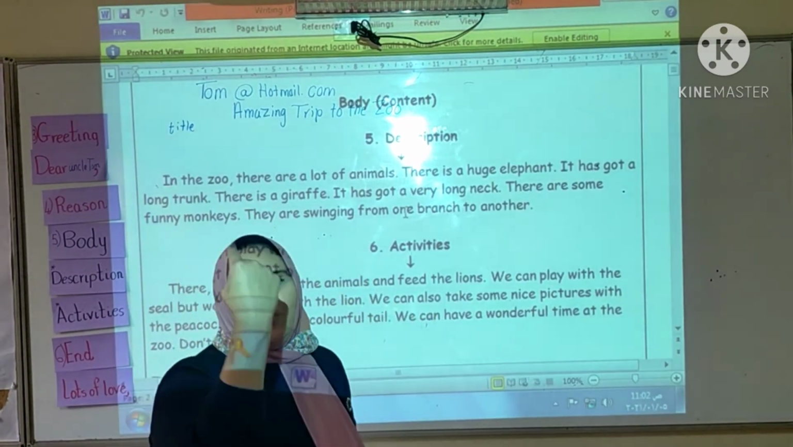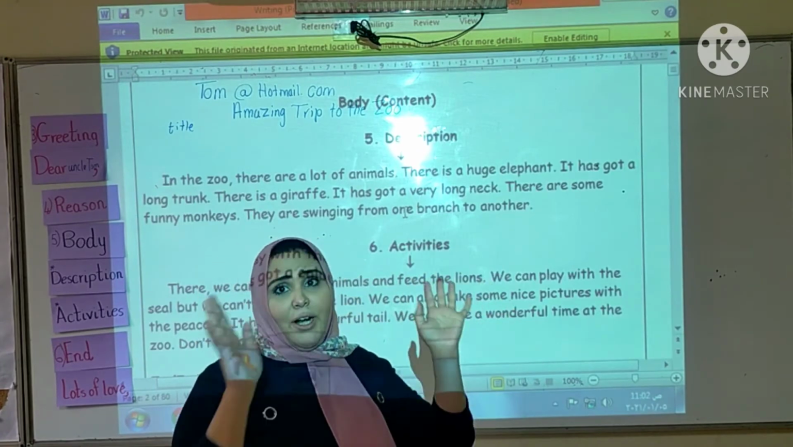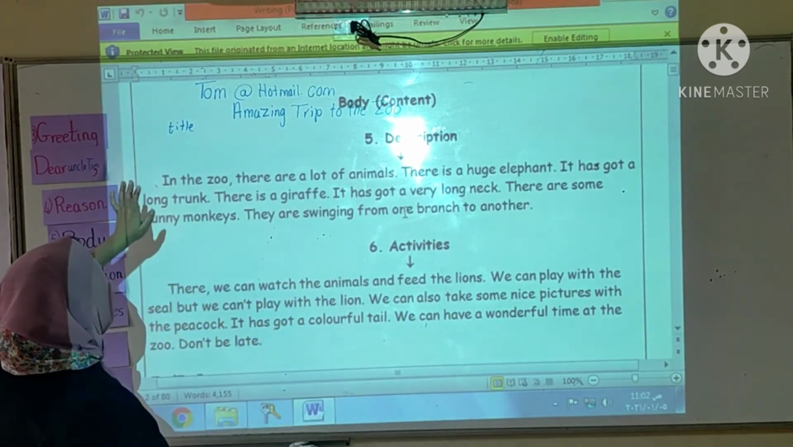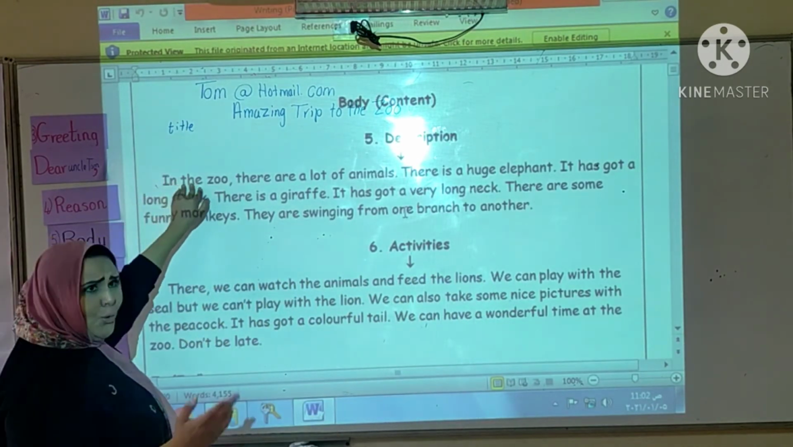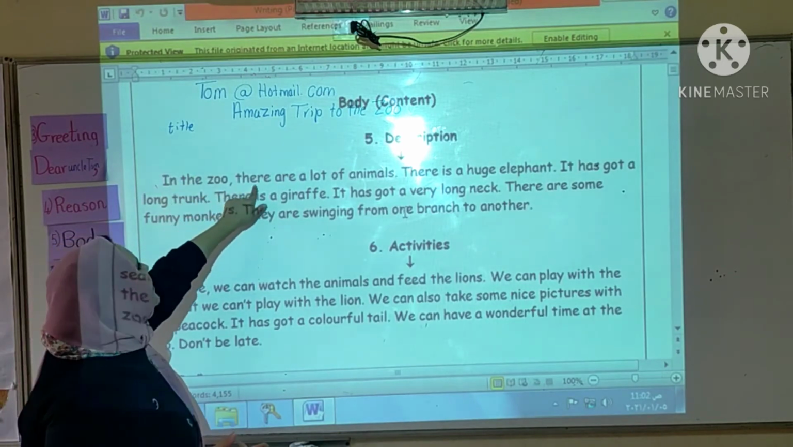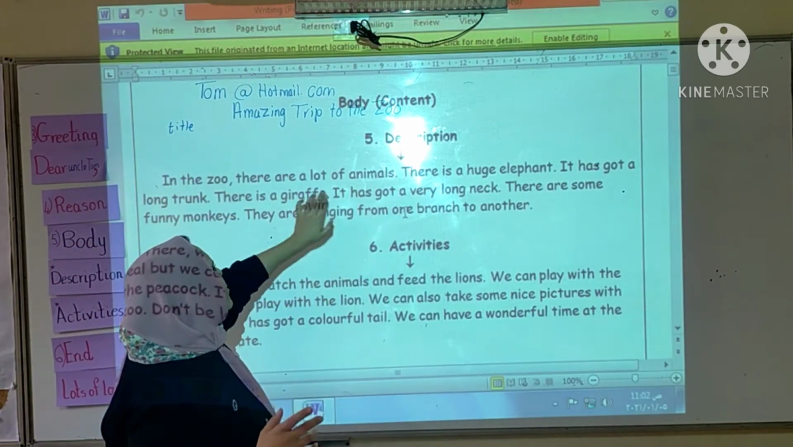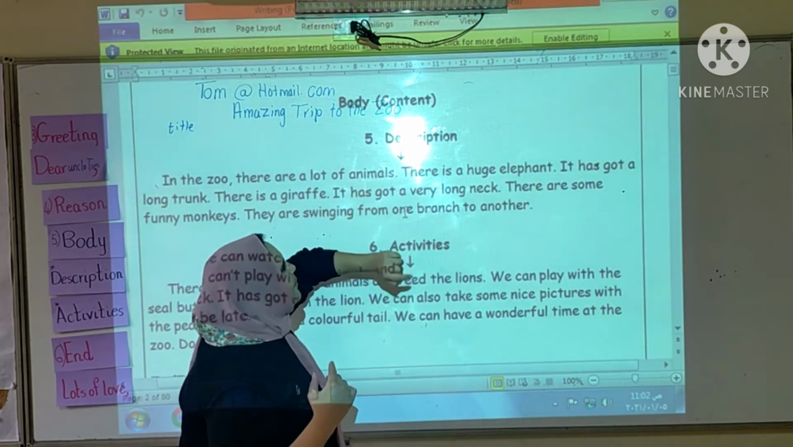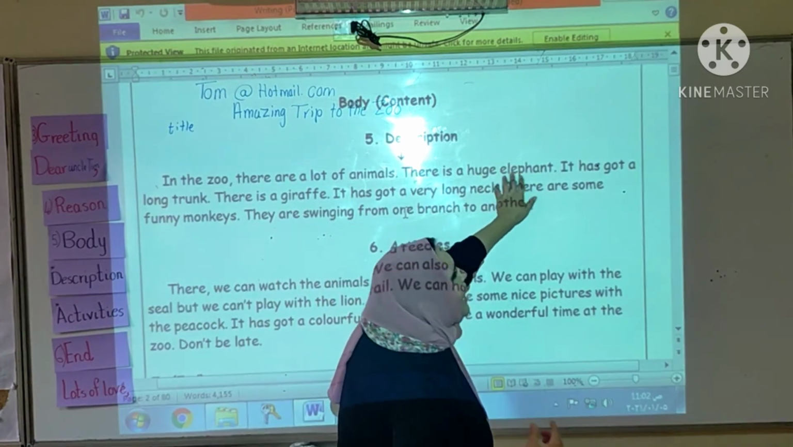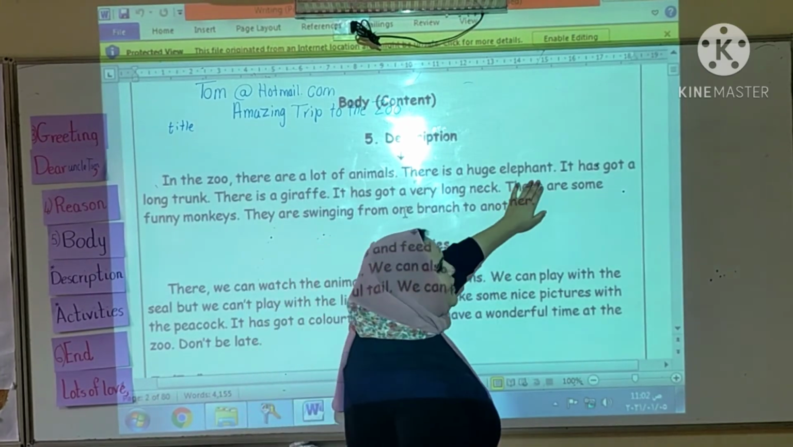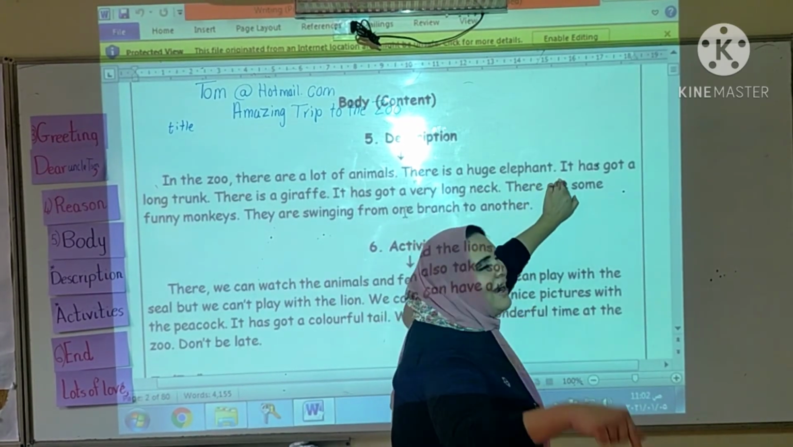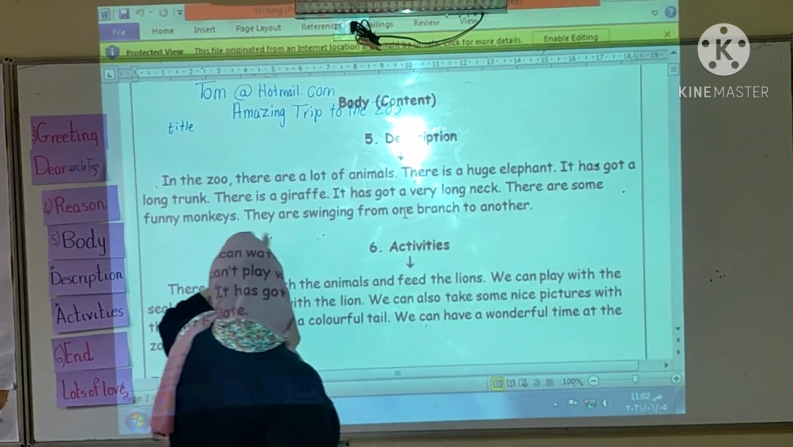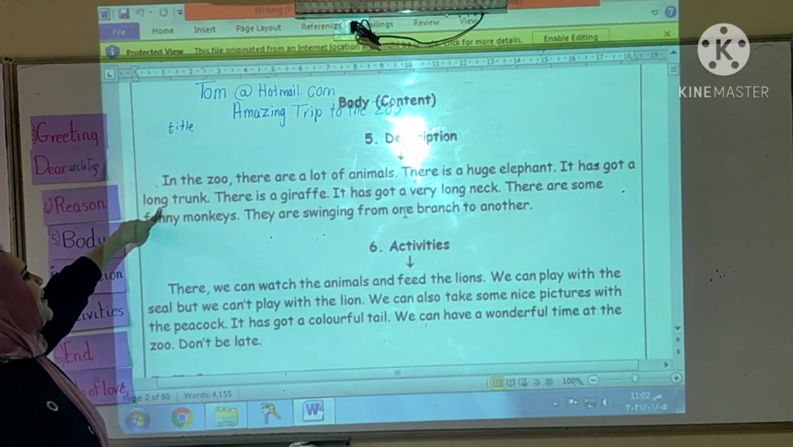There is, if you're talking about one thing; there are, for many. Let us see. In the zoo, there are a lot of animals. We use "there are" because we're talking about a lot of animals. Full stop. There is a huge elephant. And we're describing the elephant here. It has got a long trunk.